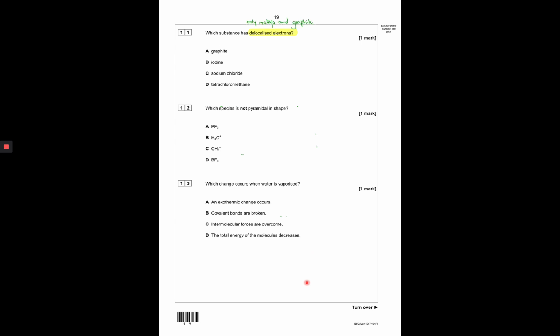Straightforward, right? Delocalized electrons only feature in metals and graphite, so that's pretty easy. Okay. Which species is not pyramidal in shape? It could have been a different pyramidal, but actually it was all focused on trigonal pyramidal here. It's helpful to remember that trigonal pyramidal is a consequence of 3 bonding pairs and 1 lone pair.